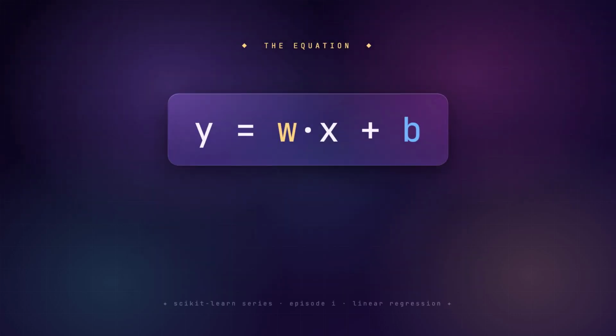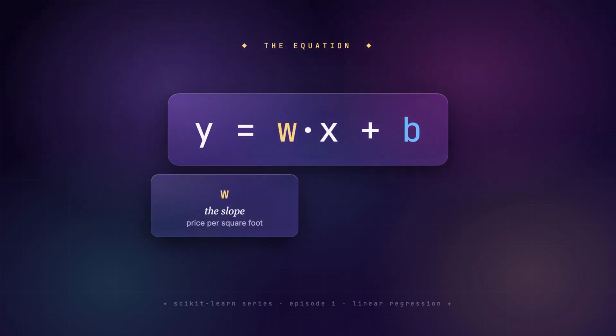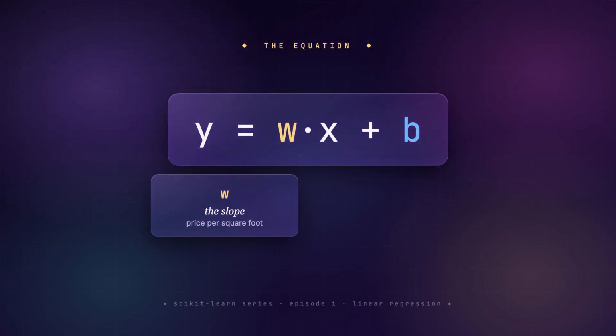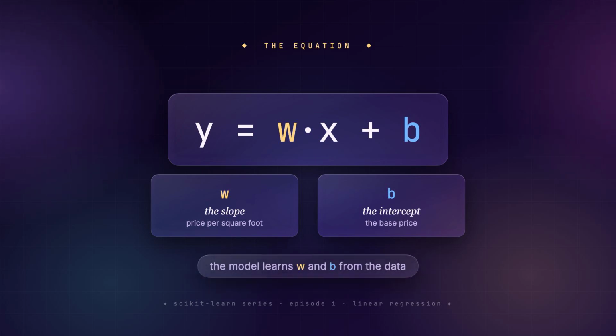Now here's the thing, that line is really just a tiny equation, y equals w times x plus b. The w is the slope, how much the price goes up for each extra square foot. The b is the base price, where the line starts. Change w and the line tilts. Change b and it slides up or down. And the whole job of the model is to find the two numbers that fit the data best.